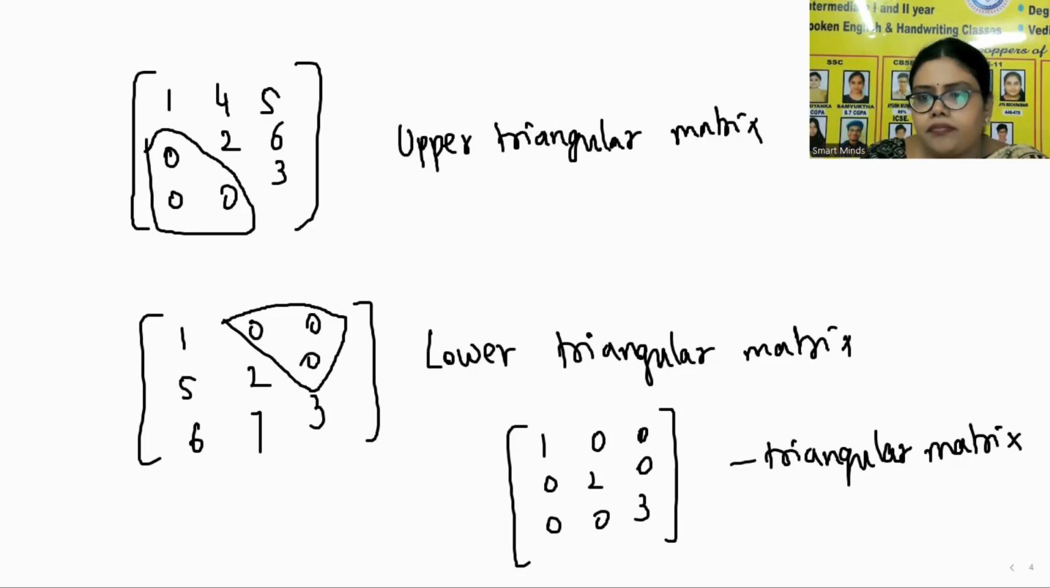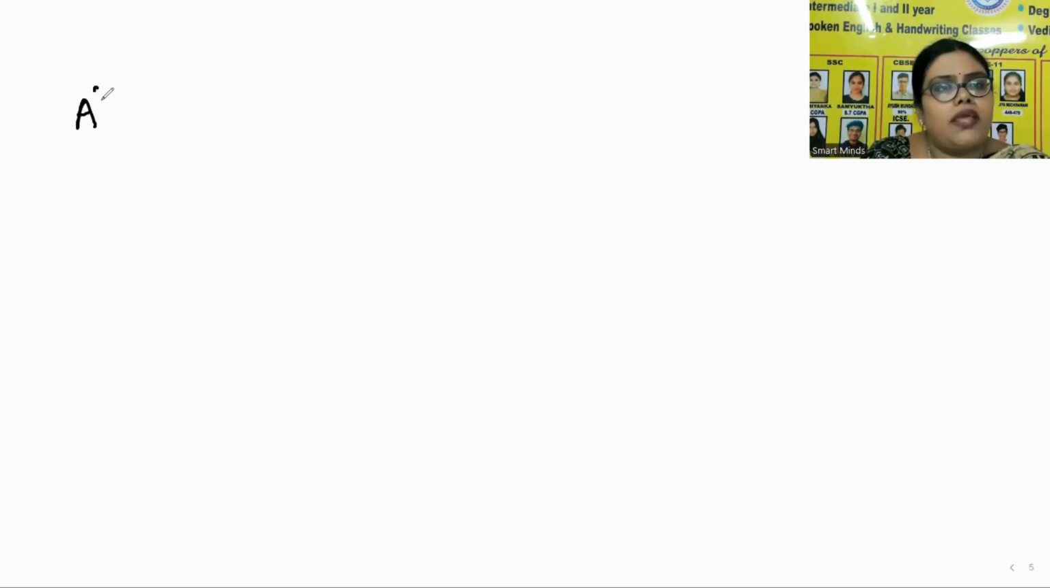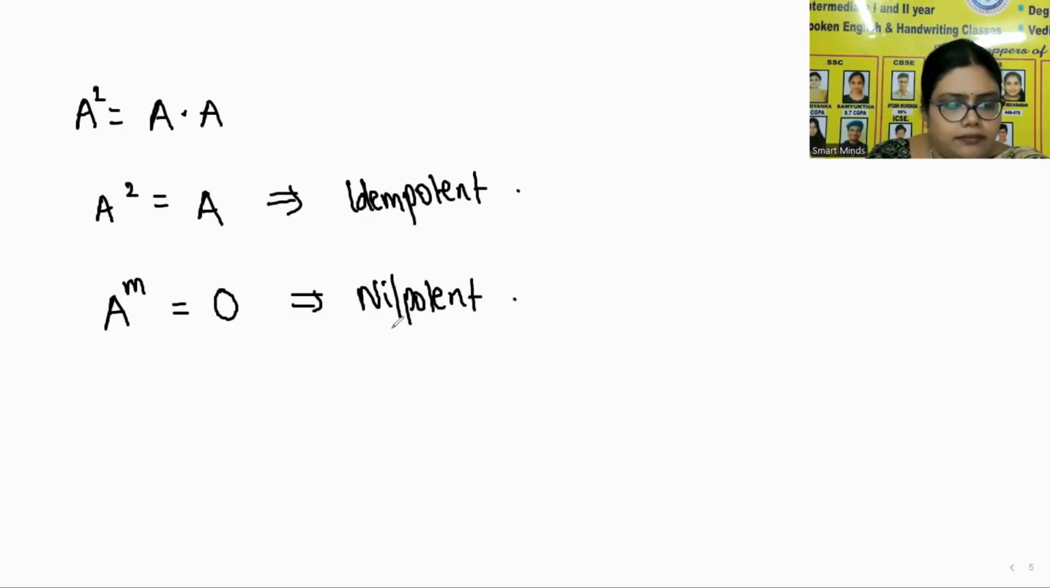Now you see, how do you get a square? You get a square by multiplying A 2 times. If A square is equal to A, then such a matrix is called an idempotent matrix. And if, however many times you multiply A with itself, you keep getting a null matrix, then it is called a nilpotent matrix. If suppose A square is equal to I, then you call it an involutory matrix.